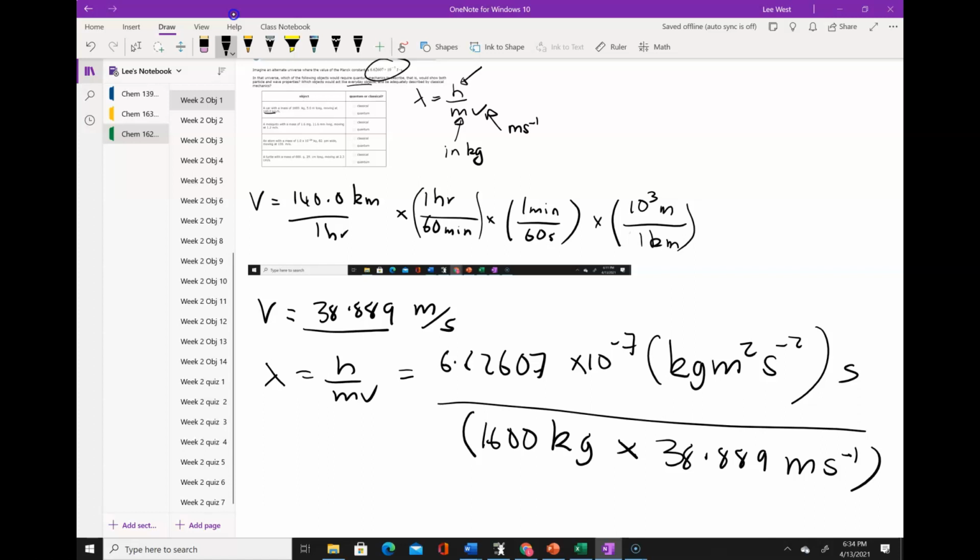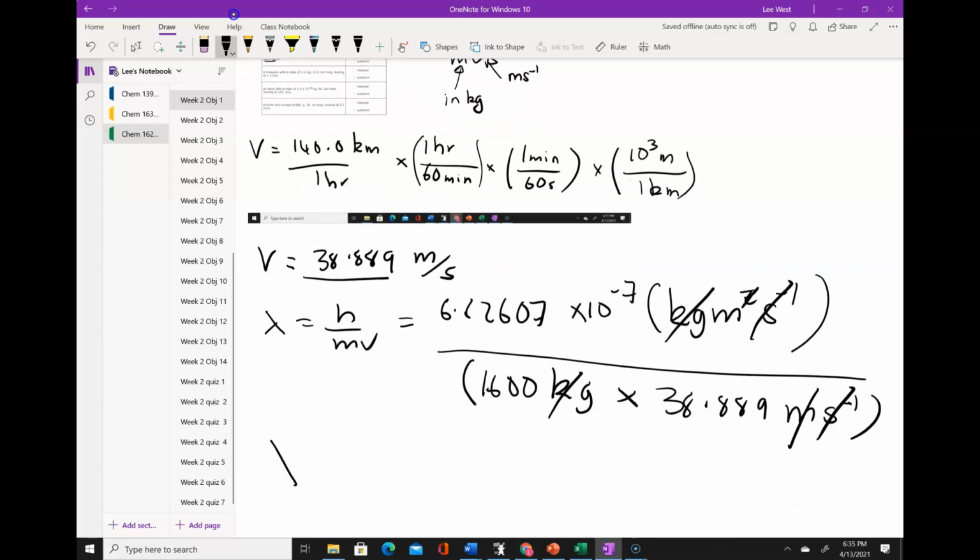Whew! Alright, we got this. So kilograms goes, meters, and one of the meters goes, and then we've got seconds to the minus 2 times seconds, so that's just going to become seconds to the minus 1, and then seconds to the minus 1 times seconds, and all we're left with is meters. So we know we got our dimensional analysis correct, so that's going to give it to me in meters.